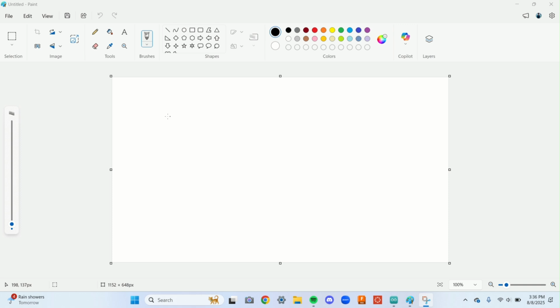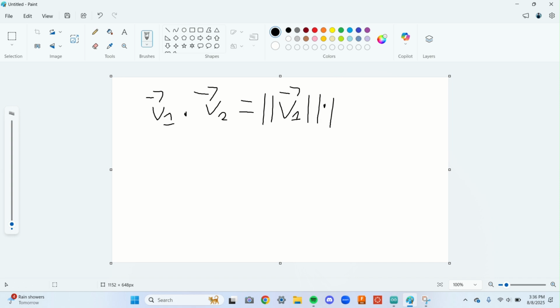Okay, so let's first go over the dot product. So what is the dot product? Well, the dot product of two vectors, v1 and v2. Vectors are just arrows, right? We write the dot product like this, v1 dotted with v2. And this is basically defined as the magnitude of v1 multiplied with the magnitude of v2 times the cosine of the angle formed between those two vectors.